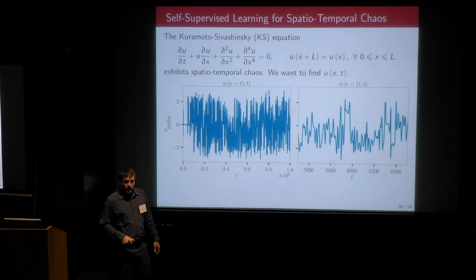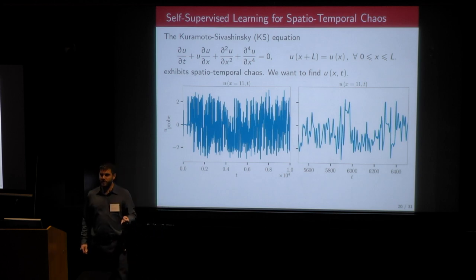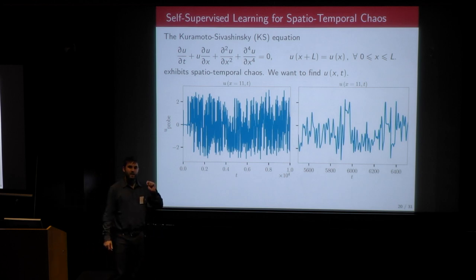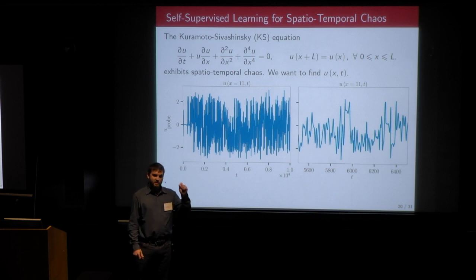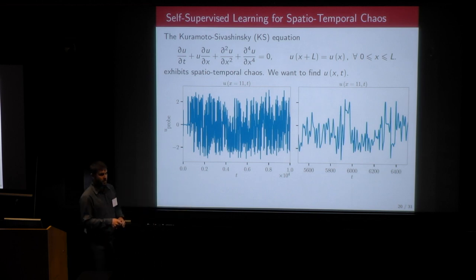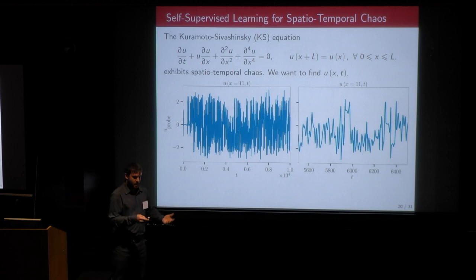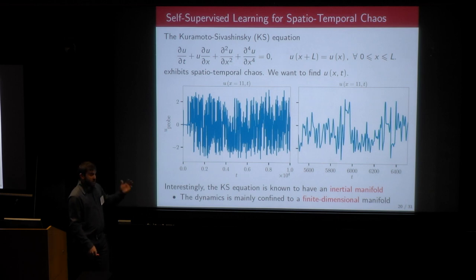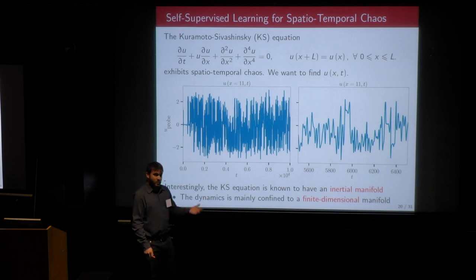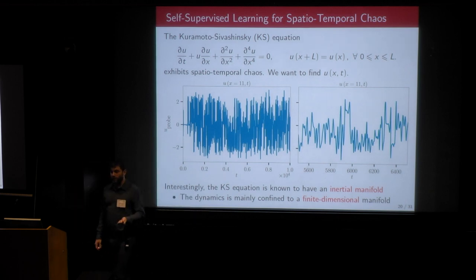Here's a plot of if I were to do a simulation of this thing and I were just to extract the solution u at a specific location in the domain, just to show you that it's complicated. This is a plot over time of the little probe, and I think it's a mess, right? It's chaotic. Even if you zoom in, you see that there's still a wild fluctuation. It's quite complicated. Now, the Kuramoto-Sivashinsky equation is known to have an inertial manifold, which is a really cool thing to know about it.